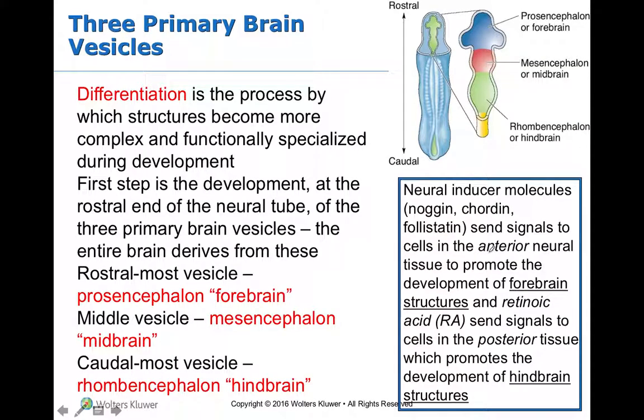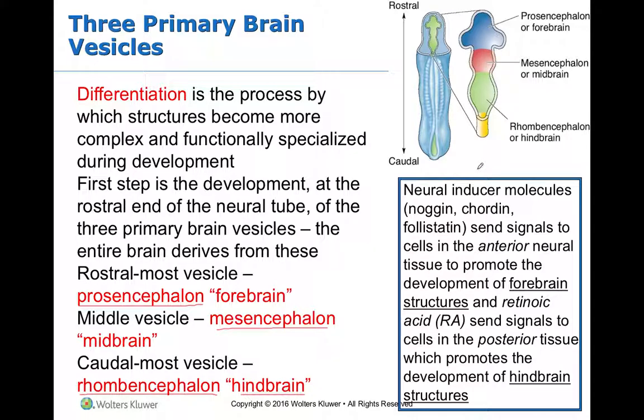Differentiation is the process by which structures will become more complex and functionally specialized during the period of development. So you didn't just stay that nice little tube. The first step in development at the rostral end of the neural tube is the formation of three primary vesicles. The rostralmost vesicle is the prosencephalon, the middle vesicle is the mesencephalon, and the caudalmost vesicle is the rhombencephalon. And these are also terms that refer to divisions of the brain. So the forebrain is also known as the prosencephalon, the midbrain is mesencephalon, and the hindbrain is known as the rhombencephalon.